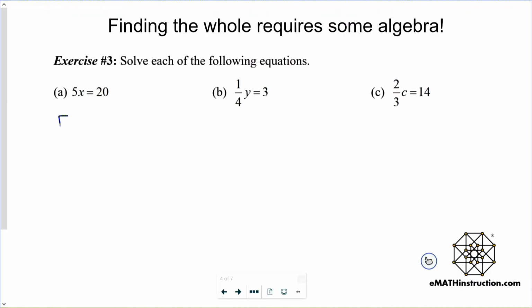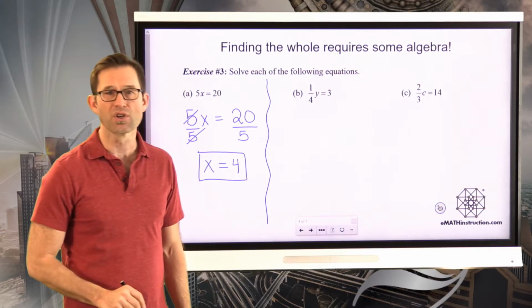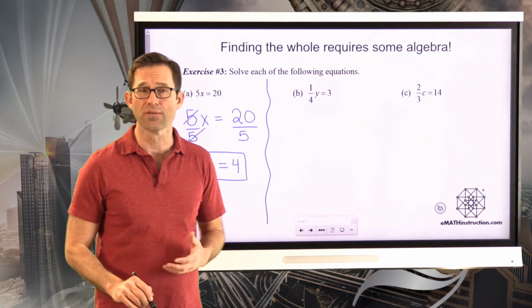If I have something like, I'm going to rewrite these problems a little bit bigger, 5x is equal to 20, then to solve for x is as easy as just dividing both sides by 5, right? And 20 divided by 5 is equal to 4. Right, that's no problem. What's a little bit more challenging, obviously, is when you get fractions involved.